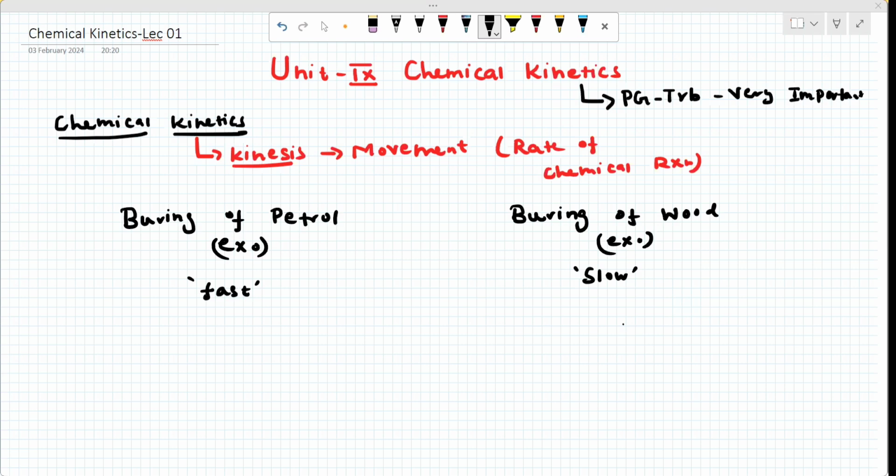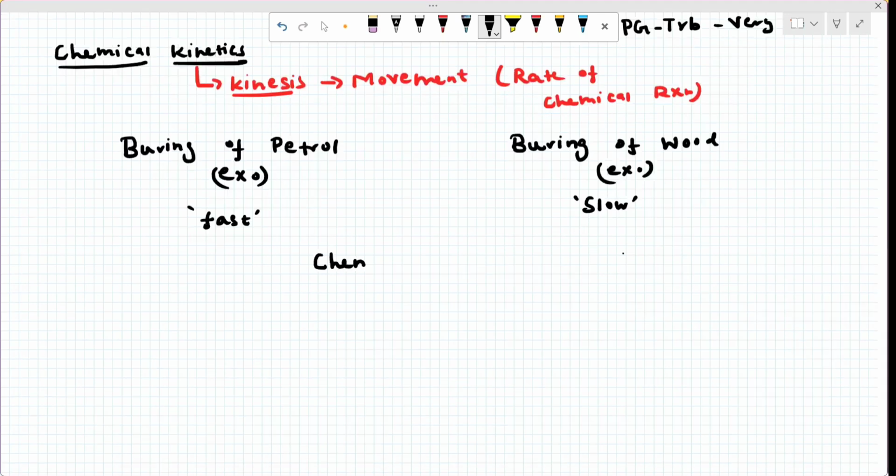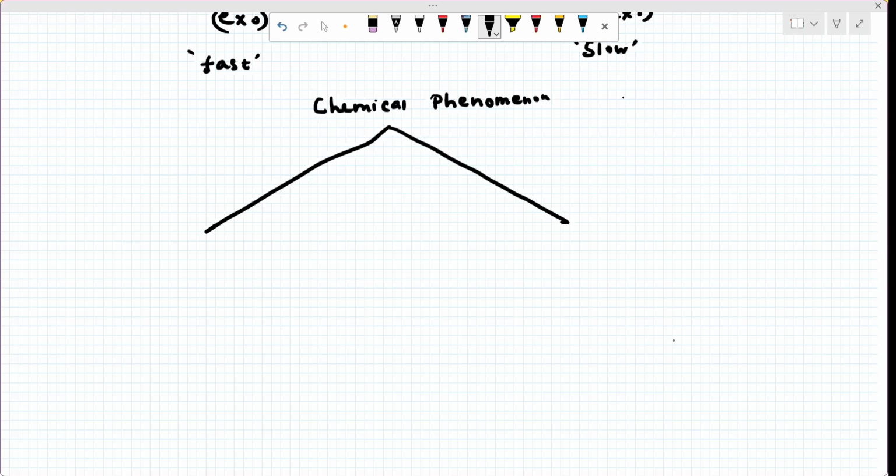See, generally all chemical phenomena are studied in two ways. Number one, by thermodynamics. And second, by chemical kinetics.